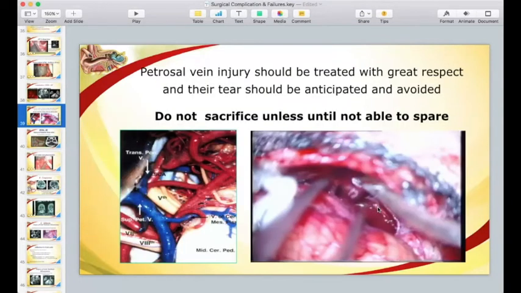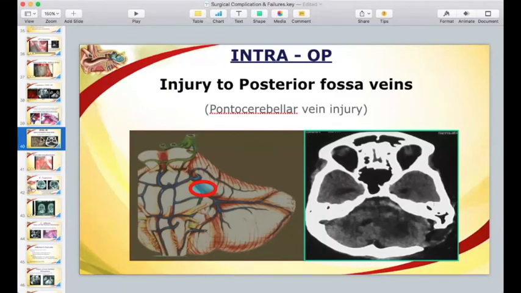The petrosal vein is the one which is sitting right on top of the tumor. It should be treated with great respect, and do not sacrifice it unless you're not able to really spare it. And here there is an injury to one of the posterior fossa veins called the pontocerebellar vein. This injury has resulted in this cerebellar edema, and this edema has resulted in very massive brain swelling, which means that you may have to stop your operation in order to save the patient's life, remove more of the bone, and I'm going to come back to that very soon.